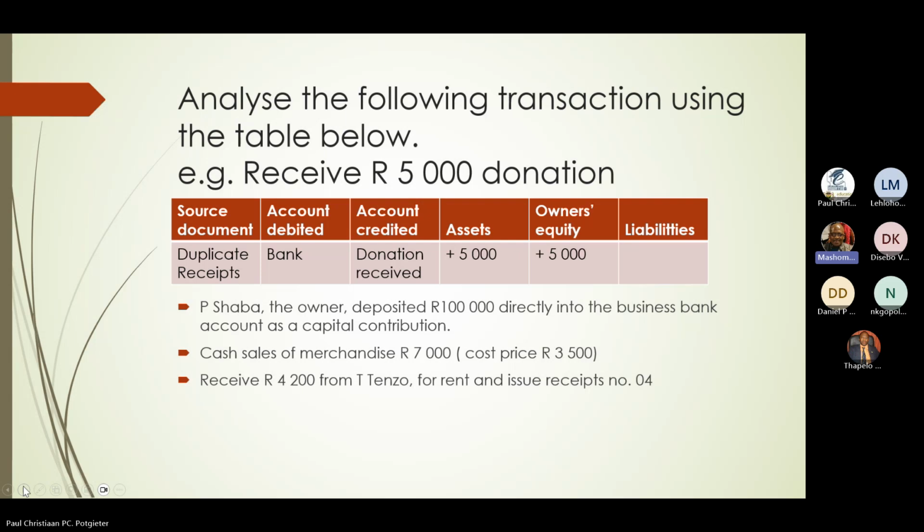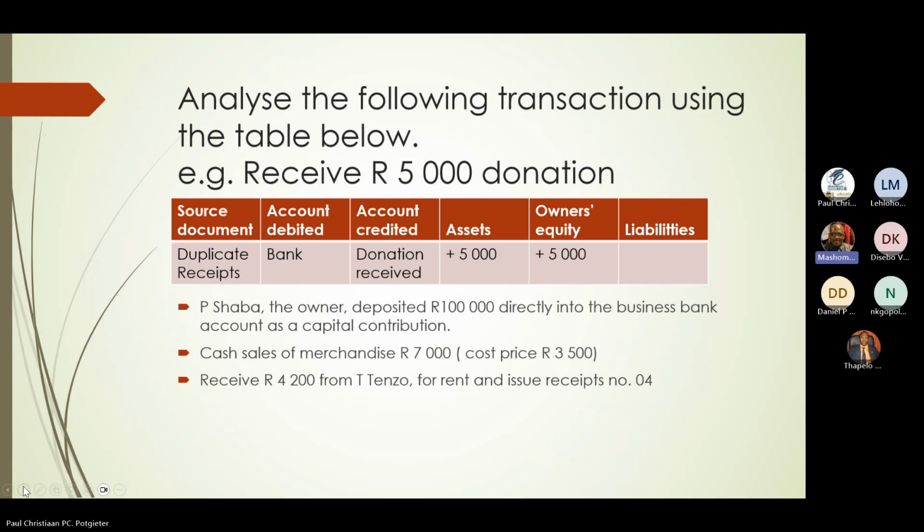Now, looking at the example given to us, it says receive 5,000 donation. If you receive cash of 5,000 as a donation, remember the business needs to record the transaction. The first step is to record it on the source document. The source document will be a receipt, because we are receiving the money, so we issue out the receipt. The business is left with the duplicate receipt, and we give the person who donated the money the original receipt.